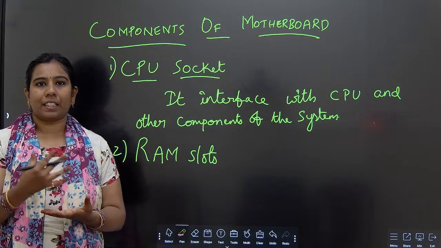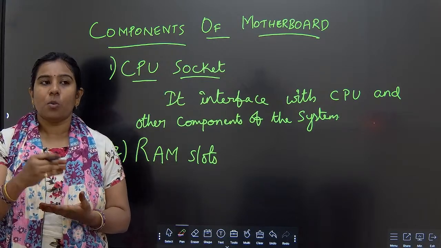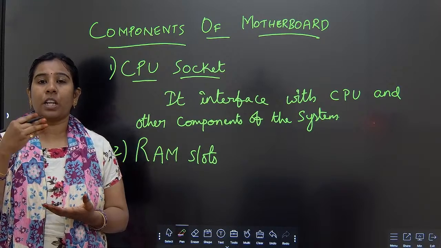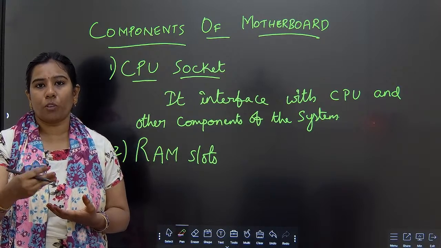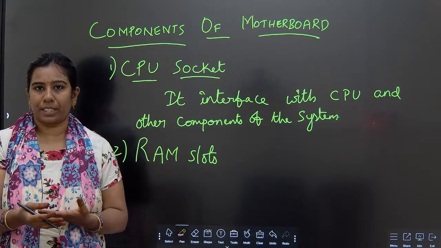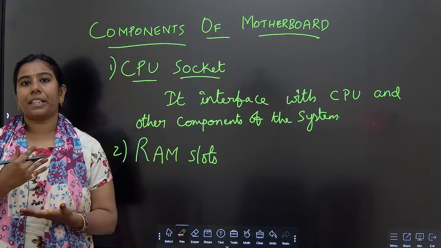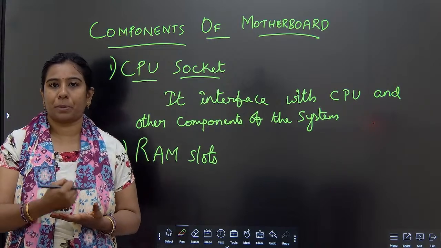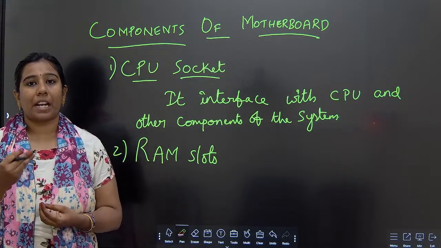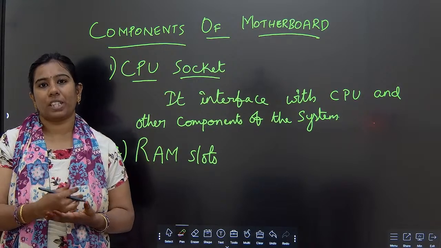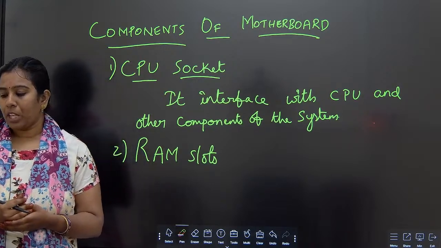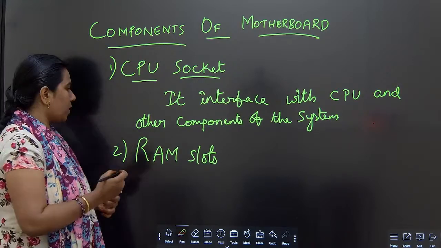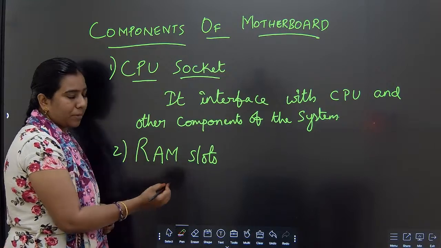It is like, for example, a buffer. In a buffer, what we access more frequently will be stored. In the same way, RAM acts as a buffer memory, a temporary memory, where what is randomly accessed will be stored. Okay, that is about RAM slots.